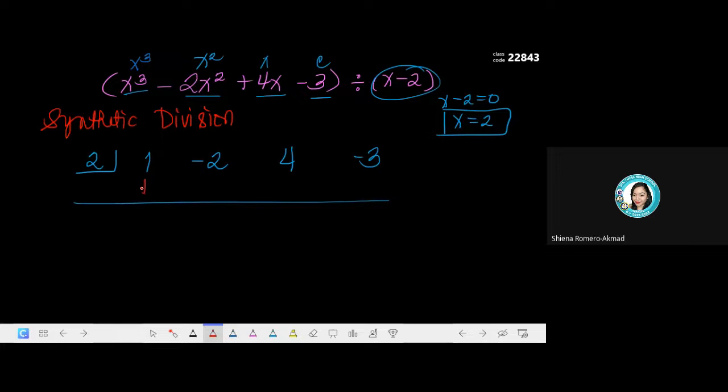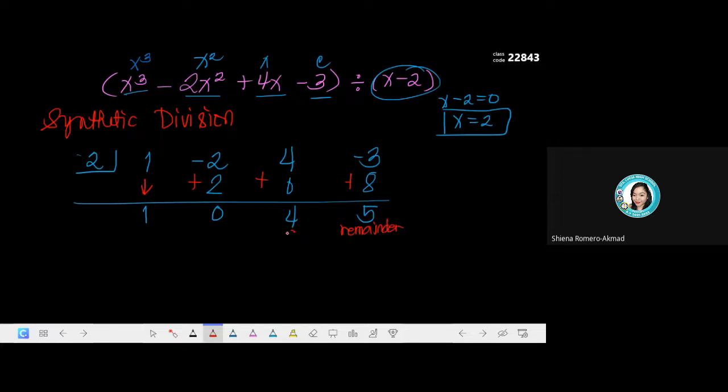Una, lagi niyong tatandaan, bring down. Then multiply. 1 times 2 is 2. Add. So this will be 0. 0 times 2, 0. Then add. Magiging answer natin dyan is 4. 4 times 2 is 8. And then add. Negative 3 plus 8, we have positive 5. So kapag sinulat natin yung answer niyan, we have this as our remainder.